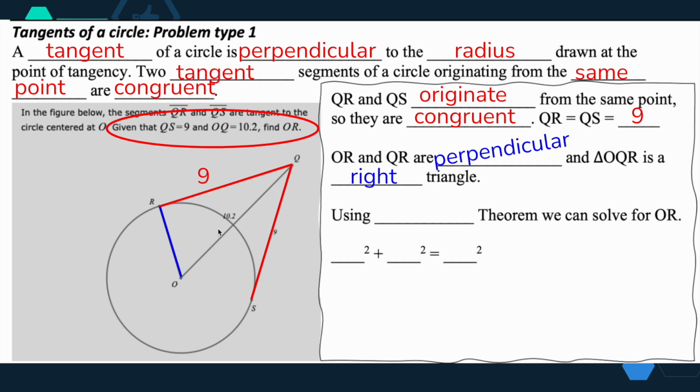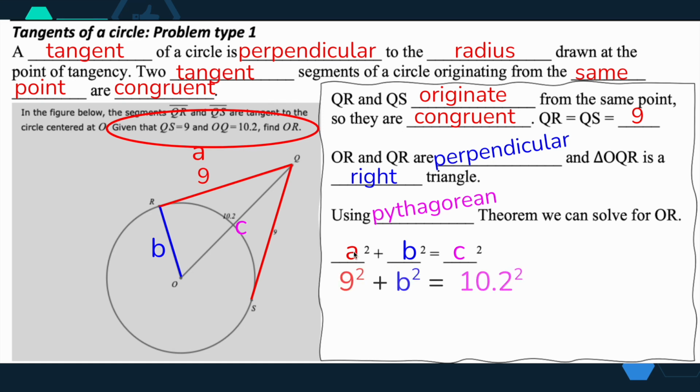Now we're going to jump back to a previous theorem that we haven't used for a little while, because whenever we have a right triangle, we can use the Pythagorean theorem. I want to know what this missing side is. I have 10.2 for this length, I know this one is 9, and I'm just missing the blue one, OR. So I'm going to use the Pythagorean theorem, a squared plus b squared equals c squared. A and B are my legs, marked in blue and red here, and C is your hypotenuse, your longest side. You look at where your right angle is and go across from that. So 10.2 is my C.